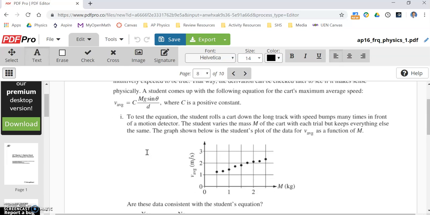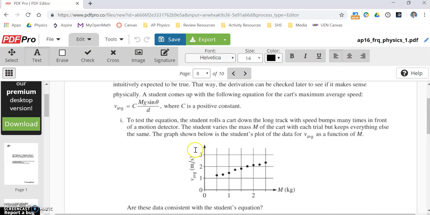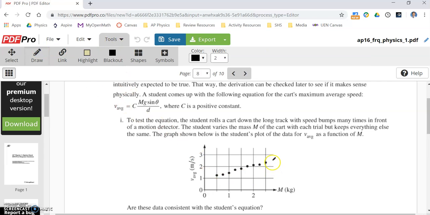So the student wants to test the equation. They vary the mass m and see what happens to the cart. Now, looking at the equation, we know that when m increases, v increases. And if you're just jumping right in, not thinking through, you may look at that and say, hey, when m increases, v increases, looks like we're correct.